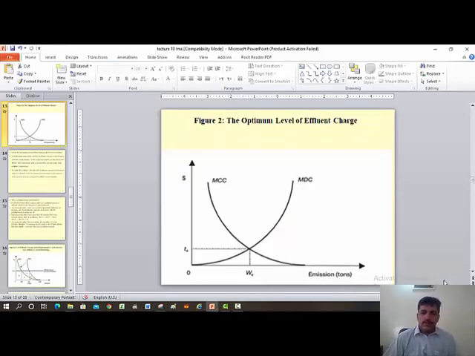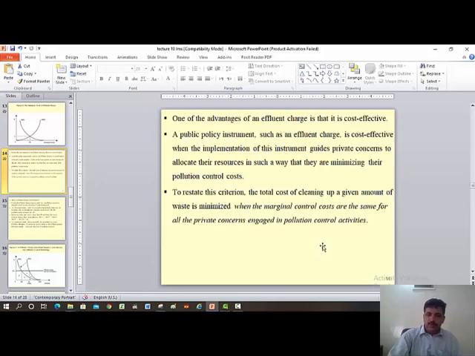So, what we discussed is shown in figure 2. MCC, the marginal control cost, and MDC, the marginal damage cost, intersect each other at this point, TE, the optimal effluent charge, and WE, the optimal level of the waste.